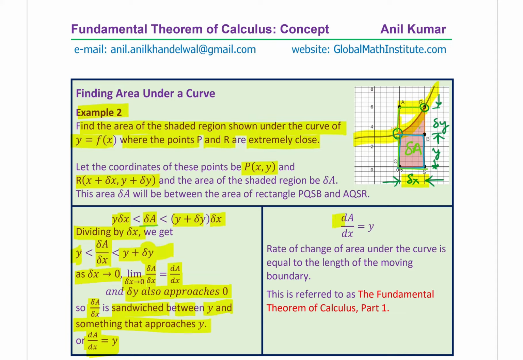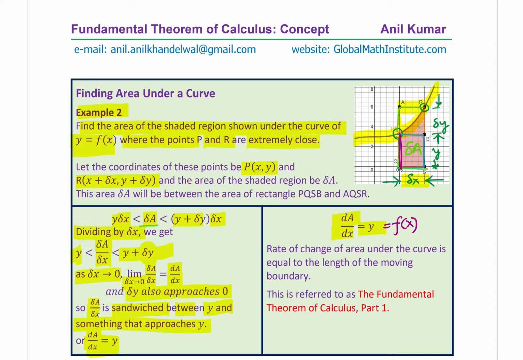So here we have derived that the rate of change of area is y itself. And what is y? y is the function, right? So in this case, we know y is the function, which is the general function f of x. So in a way, we have related the rate of change of area with the function itself. You get the idea. So the rate of change of area under the curve is equal to the length of the moving boundary. So y is the y value, correct? So it is the length of the moving boundary.